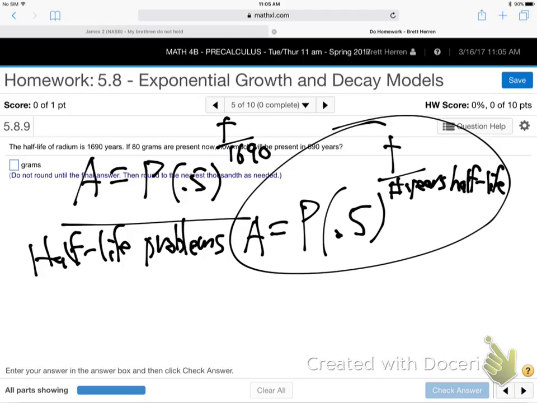It's always going to be Pe^(rt), but the 0.5 will become the base because that's the half. And the t over the number of years in the half-life, like we have 1690 underneath the t. It'll always be that format. But again, that won't solve all these problems, right?